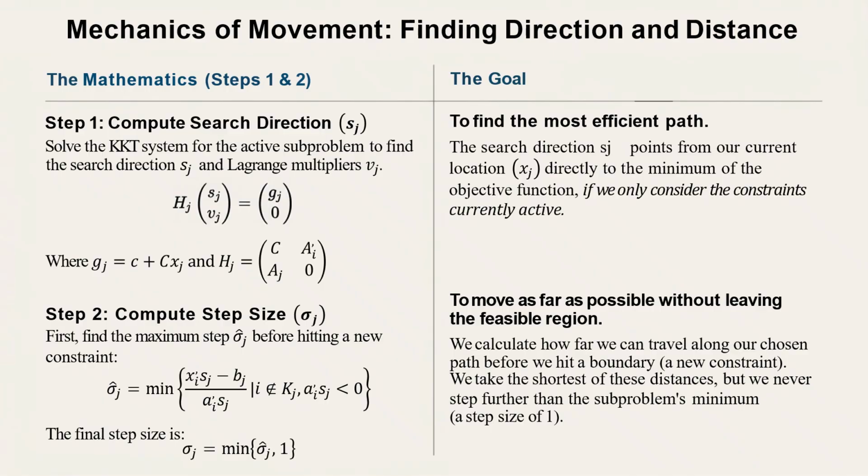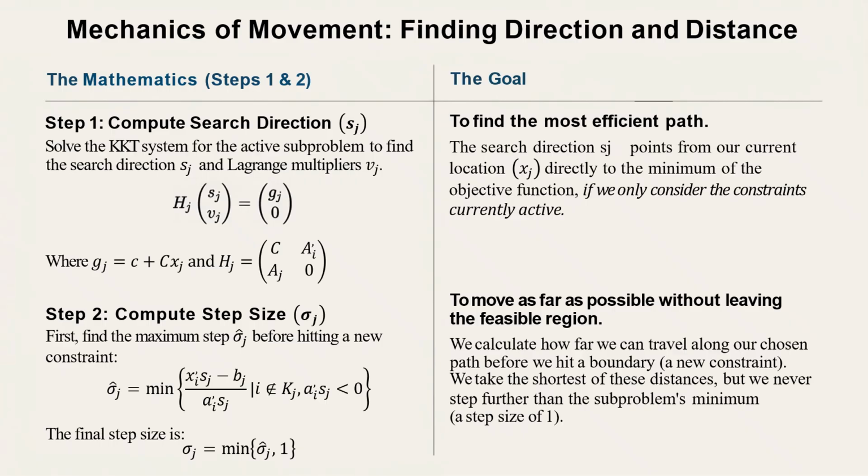Step 2. Compute step size, sigma j. Now that the direction is known, we must determine the step length, sigma sub j. Our goal is to move as far as possible without leaving the feasible region. First, we calculate hat sigma sub j, which represents the distance to the nearest boundary. We examine our path toward the target to identify the first constraint that would block our movement. Ultimately, the final step size is the minimum of this distance and the value 1.